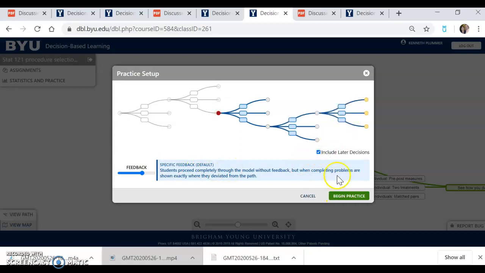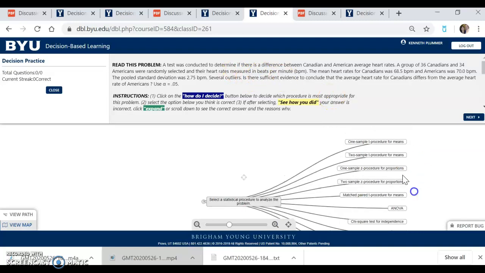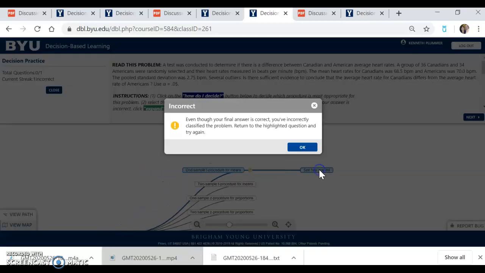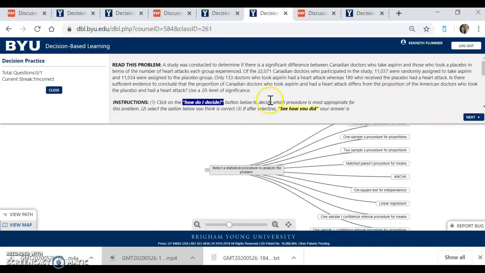So you'll notice up here it says total questions 0 out of 0. So I would look up here, and I'm just really quickly going to look at this, and I think this is going to be a one sample T procedure for means, and I was incorrect. So I can look through it and try to see if I can figure it out, and then I go to the next one. I do believe, just looking at this, I do see proportions.